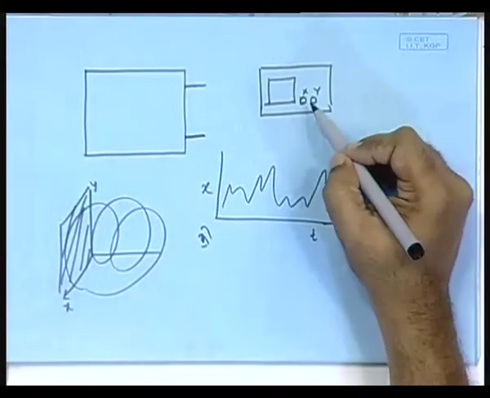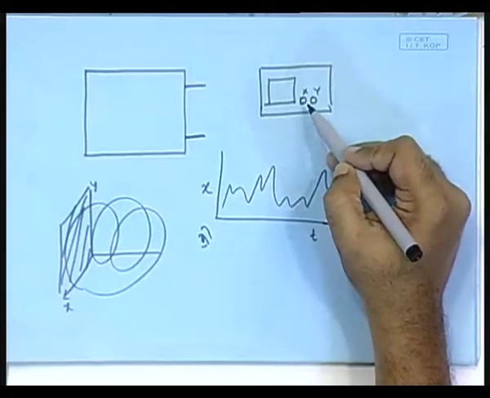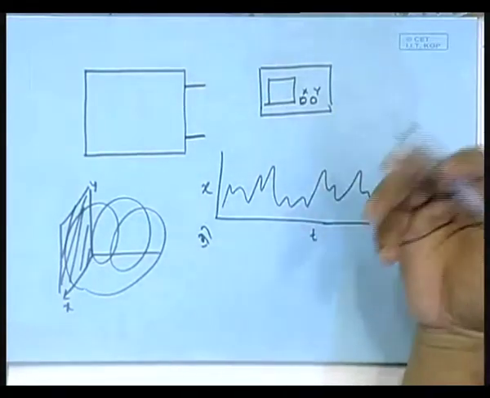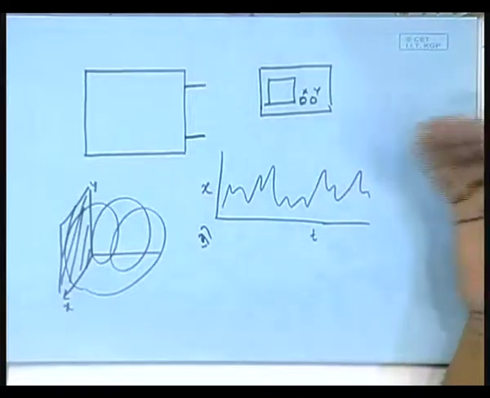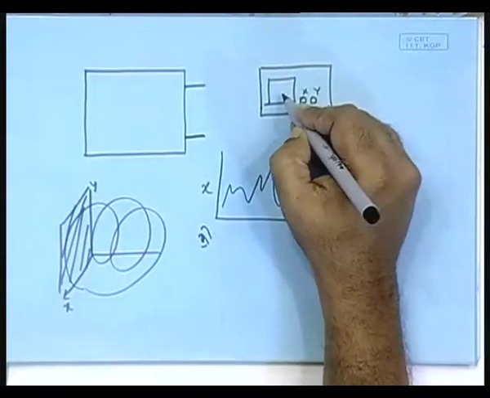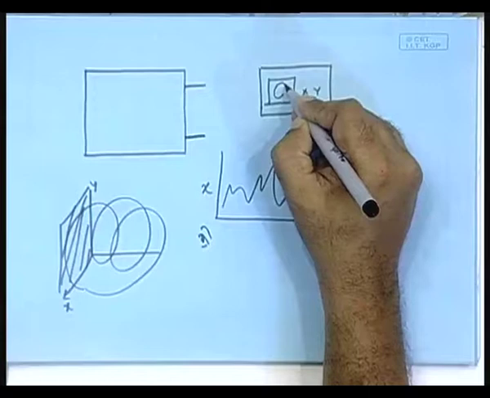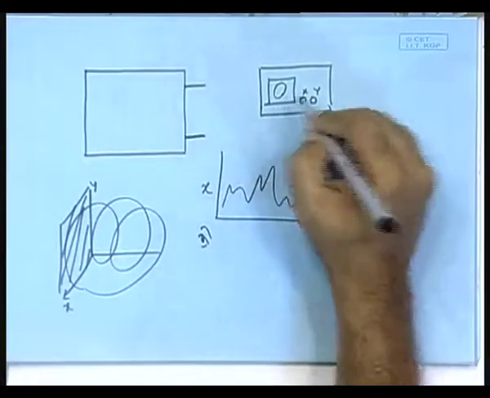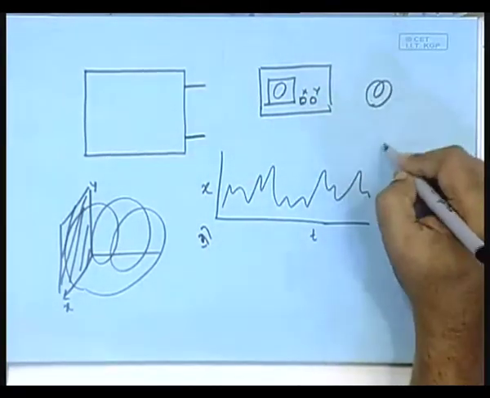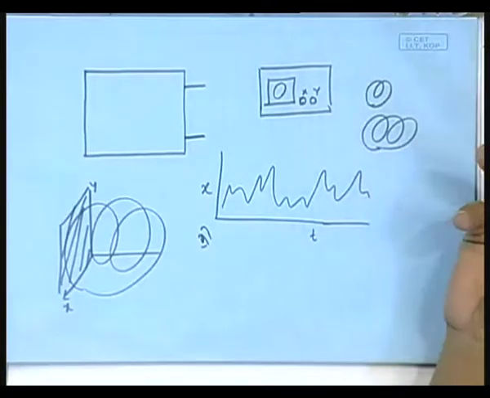So, you have a plot of the phase plane. If you see something like this, you know that it is a periodic orbit. If you see something like this, you know it is a period 2 orbit. If you see something like this, you know it is a period 3 orbit, and so on and so forth.